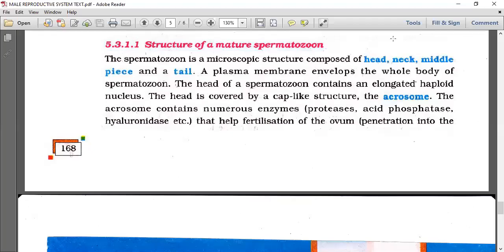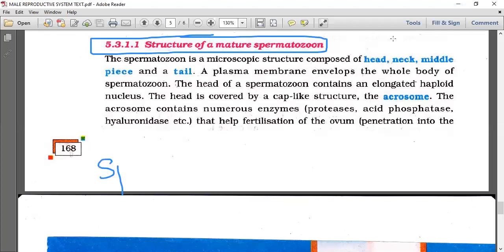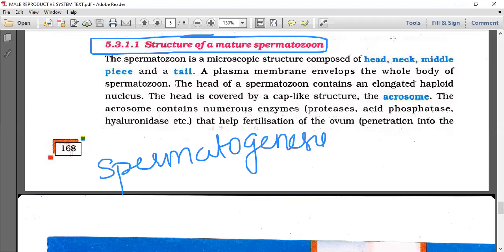So let us see the structure of the spermatozoon, the mature spermatozoon. Let me remind you of the process of spermatogenesis. Production of sperms is called spermatogenesis. During the process, spermatogonium forms primary spermatocyte. Primary spermatocyte undergoes meiosis 1 to form the secondary spermatocyte, and secondary spermatocyte by meiosis 2 forms spermatids.